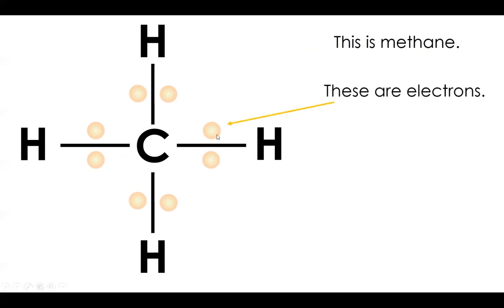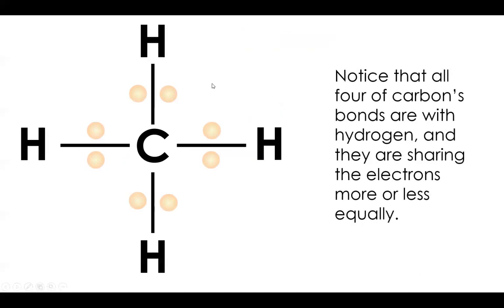So these are its electrons, and you can notice that all 4 of carbon's bonds right now are with hydrogen. And so these electrons are being shared more or less equally. There's kind of joint custody of these electrons going on between carbon and its hydrogen. So carbon is sharing more or less happily. All of this starts to change once oxygen gets involved, and we'll see how that's going to progress in the context of cellular respiration.